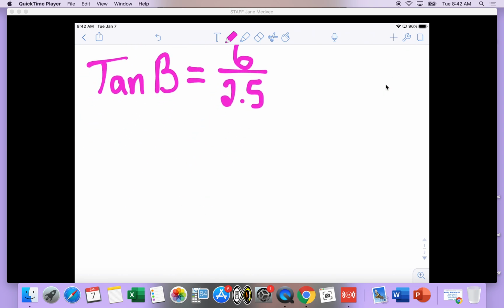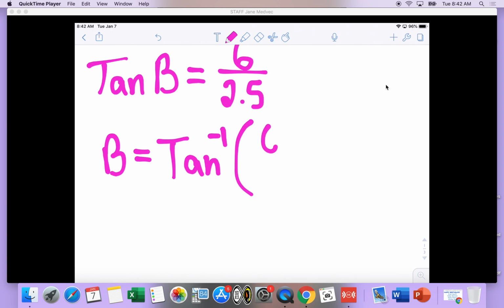Now we're going to grab the inverse tangent. So I'm going to go B equals, and write my tangent with that little negative 1. That's what the inverse tangent means. You need to make sure you get that in there. Parentheses, 6 over 2.5, parentheses. Questions?